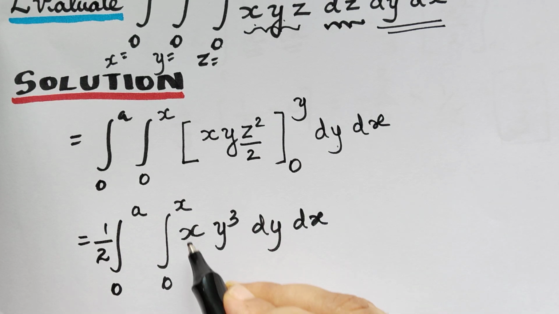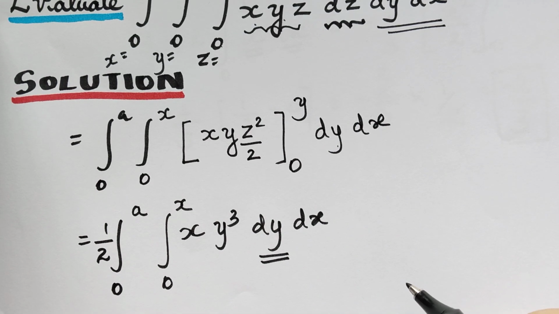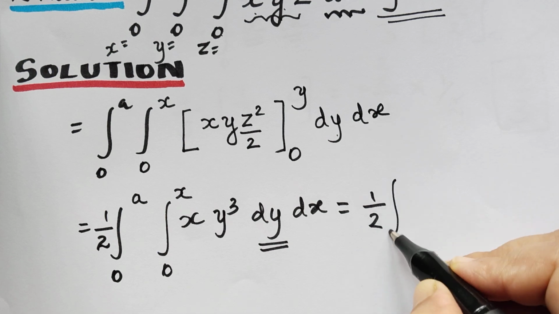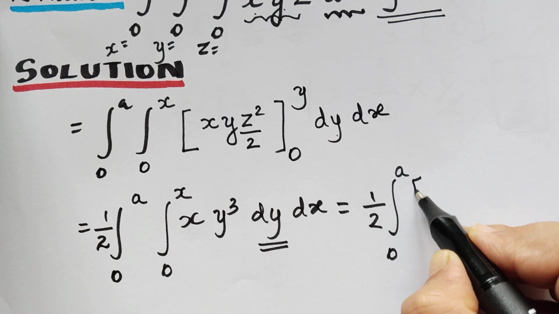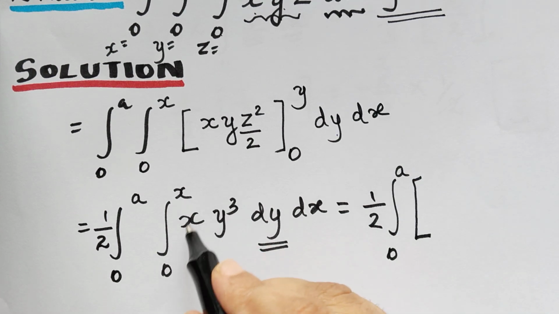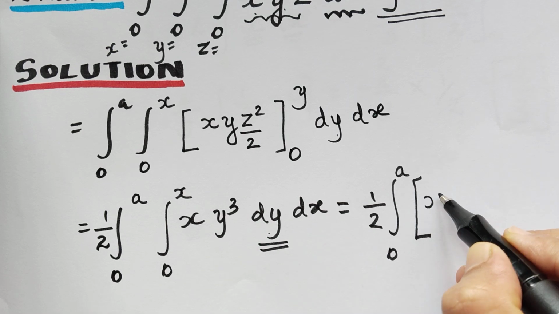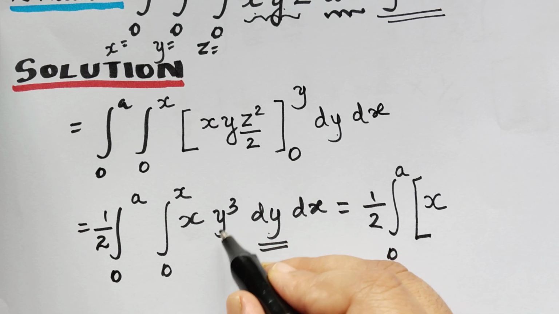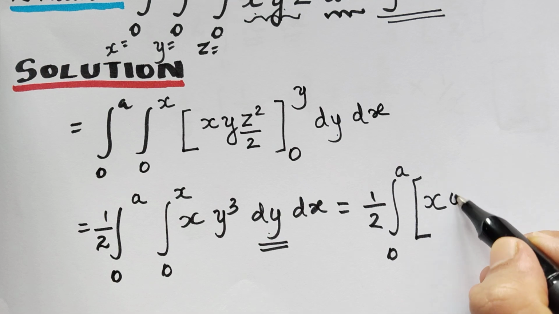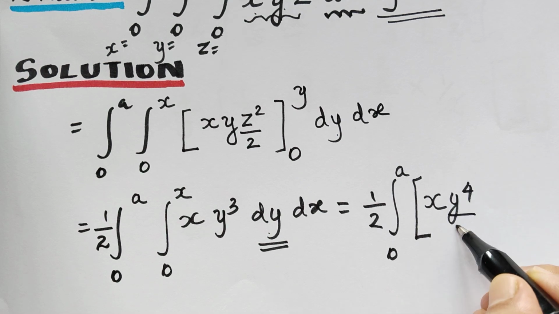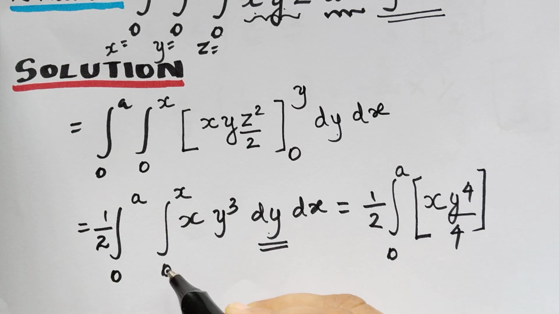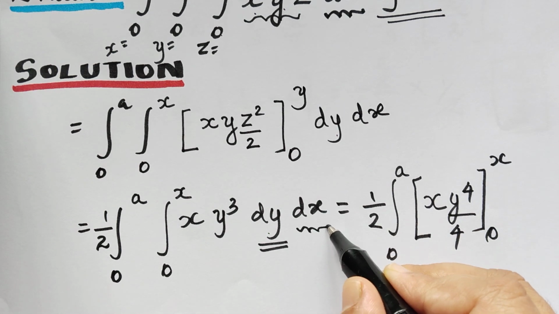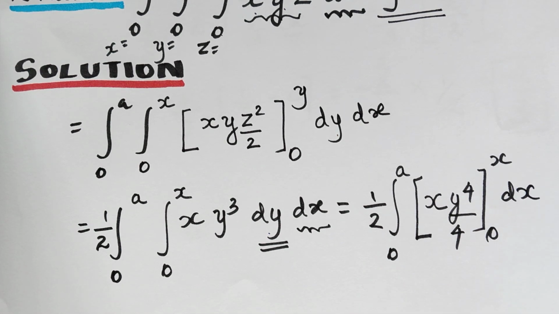Now we shall integrate this function with respect to dy. This will be equal to 1 by 2 as it is, and 0 to a comes as it is. Now we are integrating x y cube with respect to y. x is a constant in that case, so it comes as it is, and the integration of y cube is y to the power 4 divided by 4. This is between the limits 0 to x, and we have this dx, so we write that.